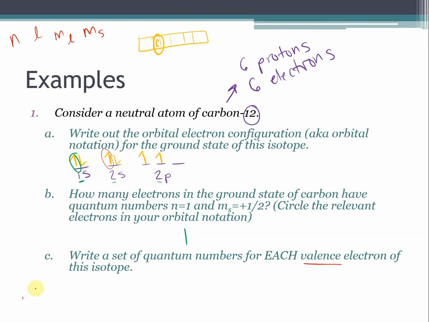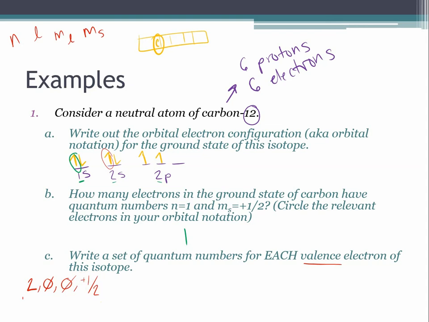They're all going to start with a 2. So this electron here has n equals 2. It is in an s orbital, so it's going to have l equals 0. The only acceptable m sub l value for an s orbital is 0. And it is spinning up, so we'll have a positive 1/2. That's our first set of quantum numbers.